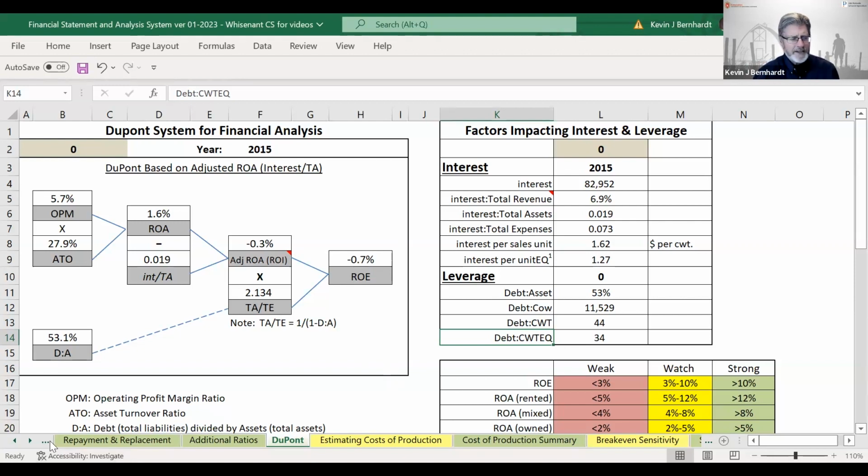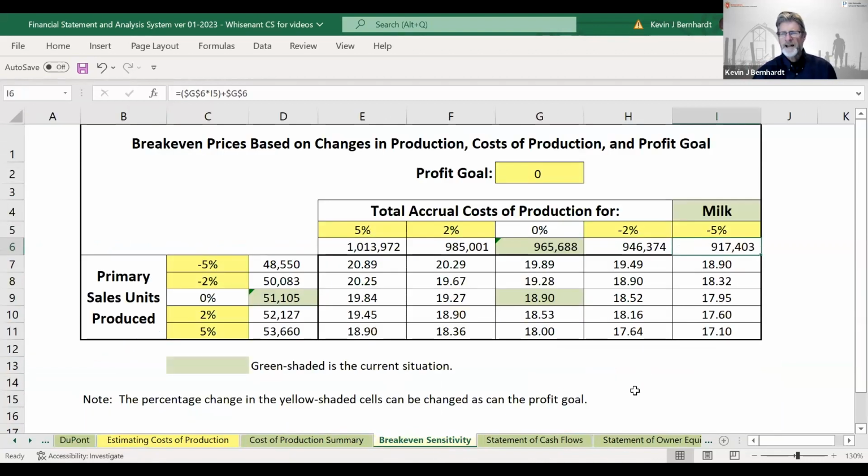Okay, the very last one that I want to discuss with you is this tab called break-even sensitivity. So this is a tab that sort of allows us to play a little bit of what if. Now, what you're looking at is a table that has primary sales units produced. In this case study, that was milk. So on an annual basis, we produced 51,000 hundredweights of milk that we sold.